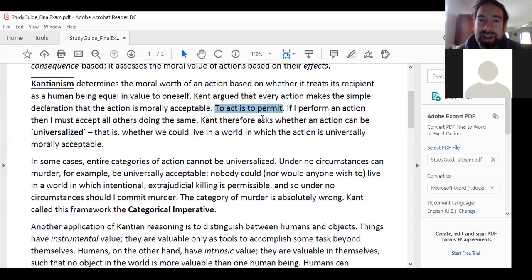So Kant says this is how we know for sure, in Kant's view, that lying is always wrong and that stealing is always wrong, because I could not and I would not want to live in a world where lying is okay or where stealing is okay or where murder is okay. I would not want to live in that world. And so I must not perform those actions.